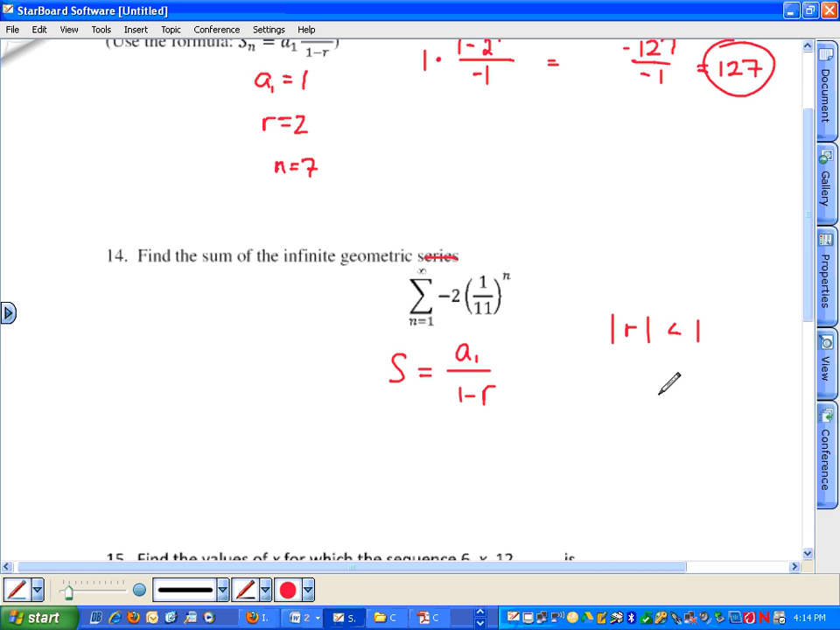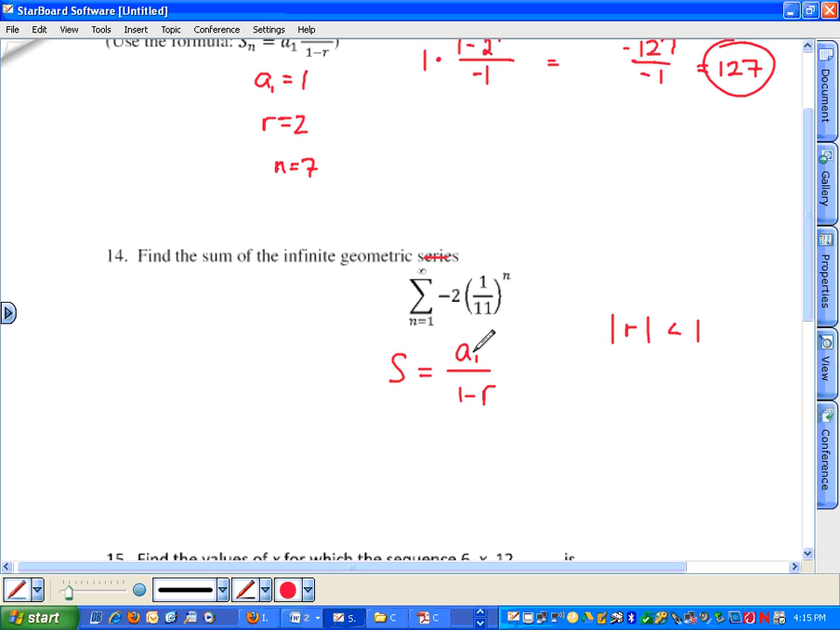Okay. Now, if we look at the explicit formula for the sequence, we notice it's an exponential form. Exponential form describes a geometric sequence, and the base of the exponential represents the common ratio. Because 1/11th is the base, that's the common ratio, that's going to be less than 1. So we're going to be able to use this formula here to find the infinite sum.